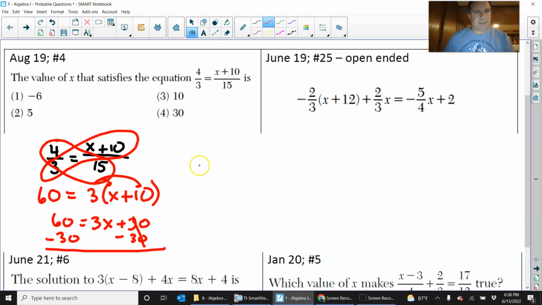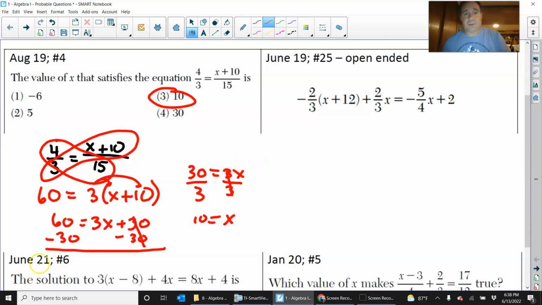You have 30 equals 3x, and you get x equals 10. Nice, easy question to start us off.